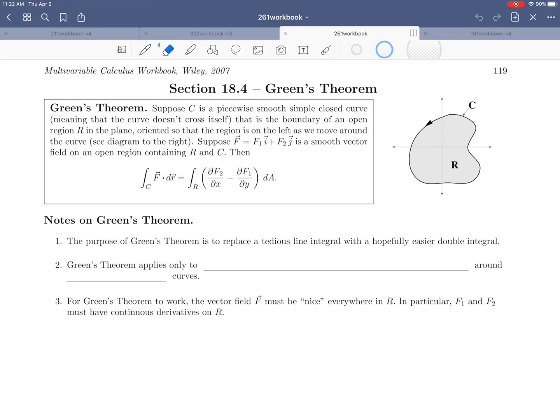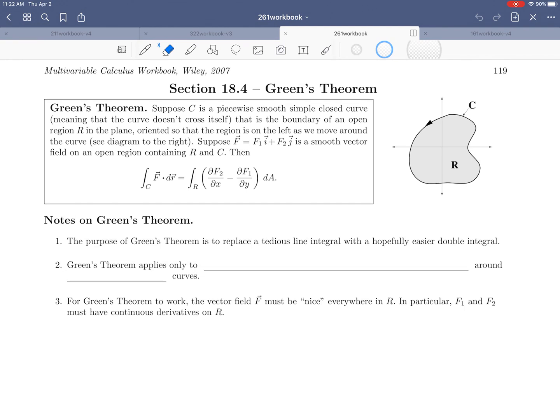Hello everybody. Today we're going to learn about a new theorem that's going to help us compute line integrals in certain cases. So in the previous sections you learned a bunch of different ways to compute line integrals, and some of them were pretty tedious. You had to parameterize curves and it was a lot of work.